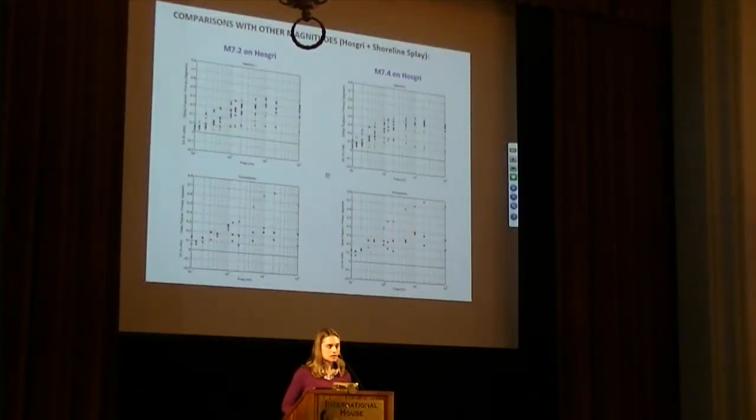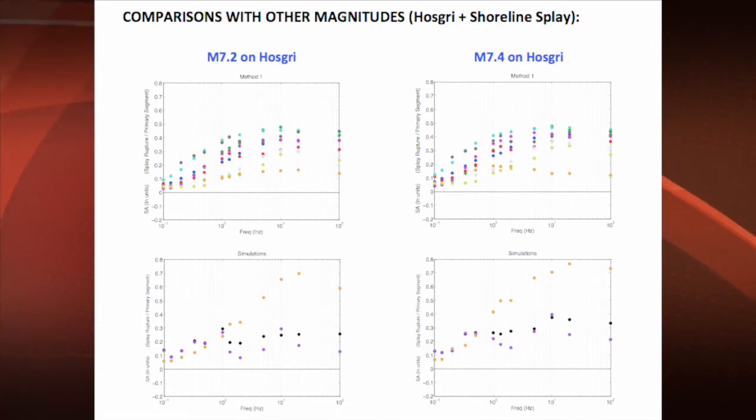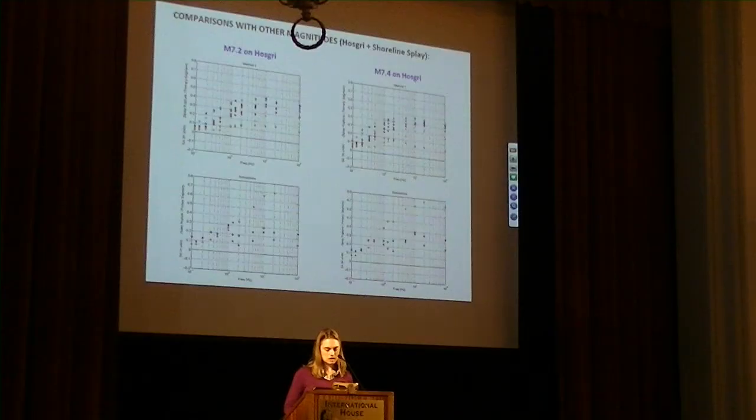Here's a comparison of the factors computed for the 7.2 case with the simulations for the 7.2 case, and the factors computed for the 7.4 case and the 7.2 case. The resulting factors are almost identical, so no difference really between the two magnitude cases.